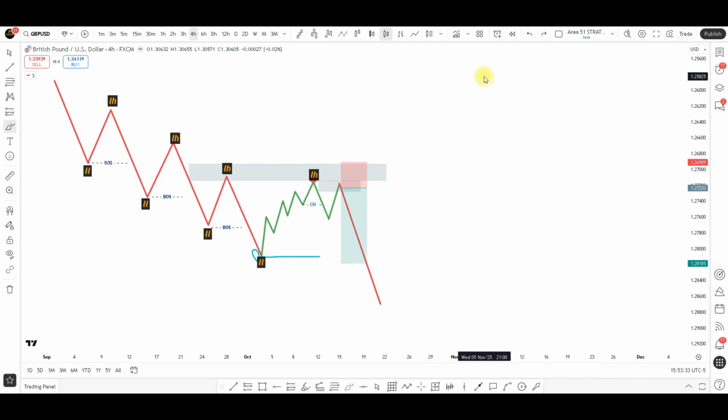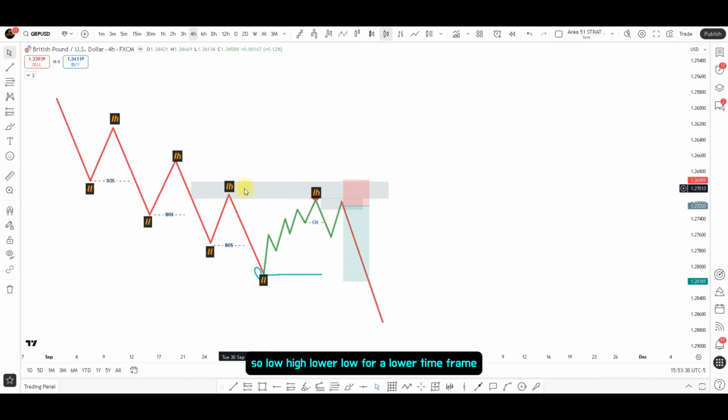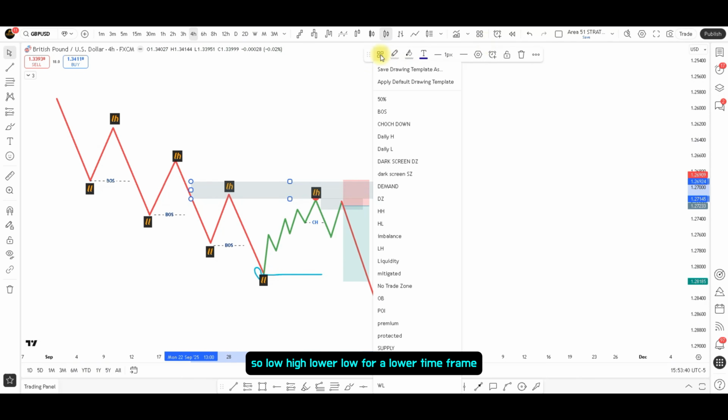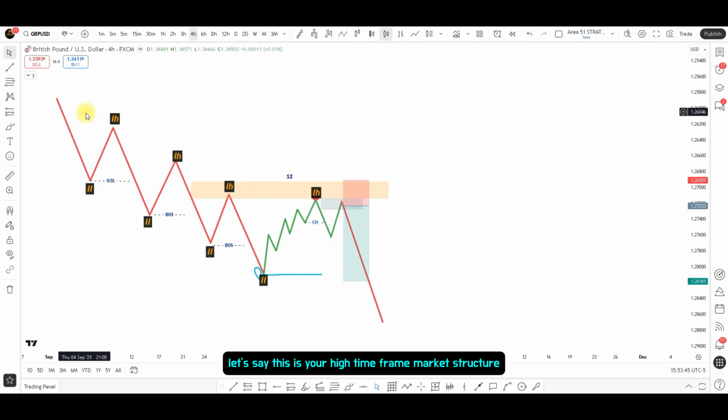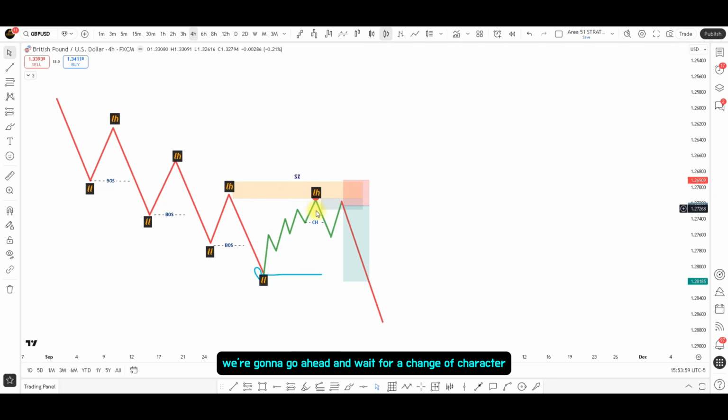All right, good. So lower high, lower low. For a lower time frame, a downtrend market structure creates what we call a supply zone. Let's say this is your high time frame market structure. This is how it's going to look on the 15-minute time frame. Once the price hits a higher time frame supply zone, we're going to wait for a change of character, which is a reversal or realignment with the overall trend.